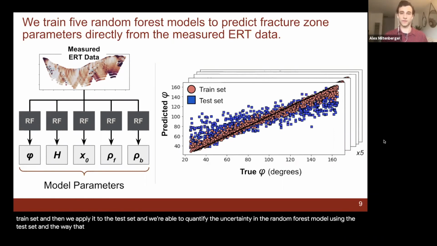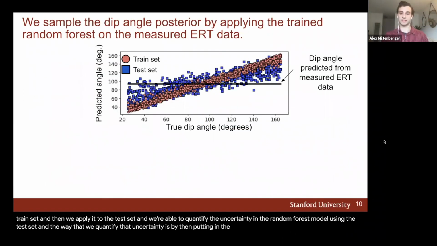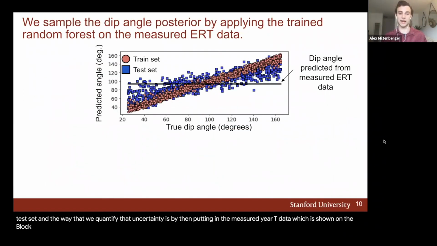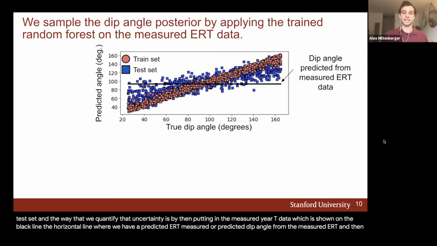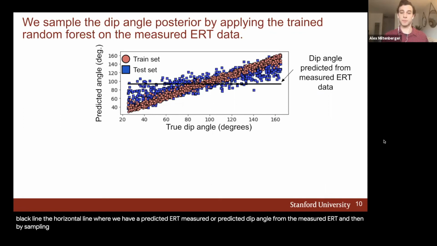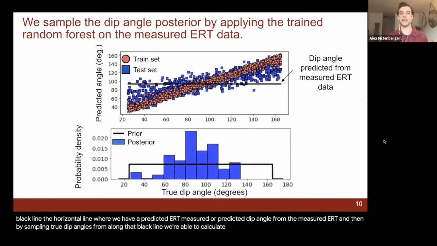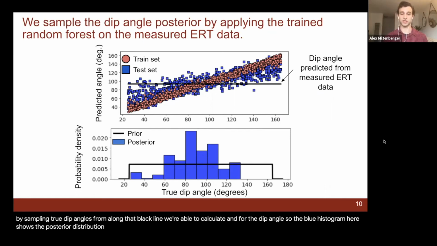And the way that we quantify that uncertainty is by putting in the measured ERT data, which is shown on the black horizontal line, where we have a predicted dip angle from the measured ERT. And then by sampling true dip angles from along that black line, we're able to calculate a posterior distribution for the dip angle. So the blue histogram here shows the posterior distribution of the dip angle.